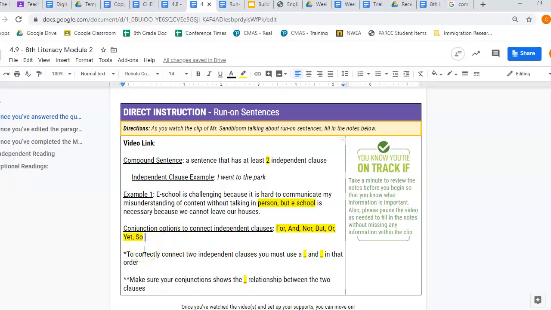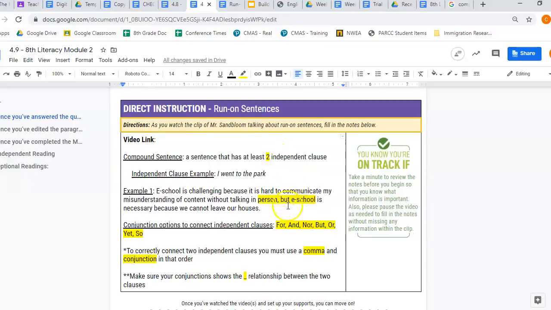Additionally, to correctly connect two independent clauses, you must, like the example that we went over, use a comma, so I'm going to type that here, and a conjunction in that specific order, right? So one more time, a conjunction would be something like for, and, nor, but, or, yet, or so, right? And last but not least, make sure that your conjunction, just like we talked about up here with but, shows the correct relationship between the two clauses.